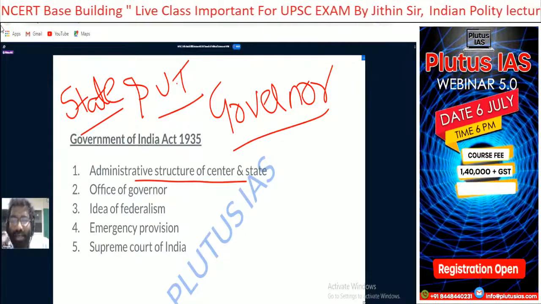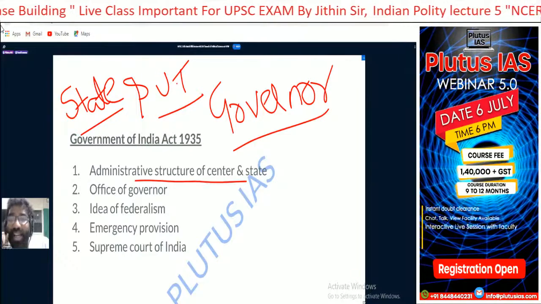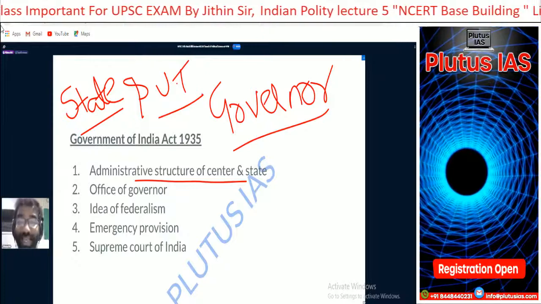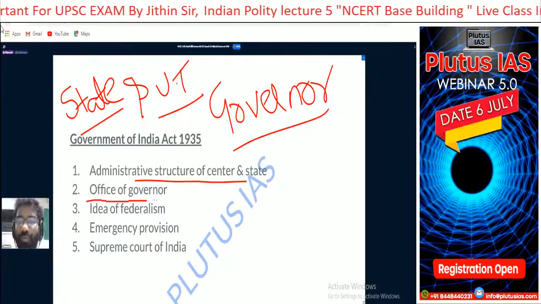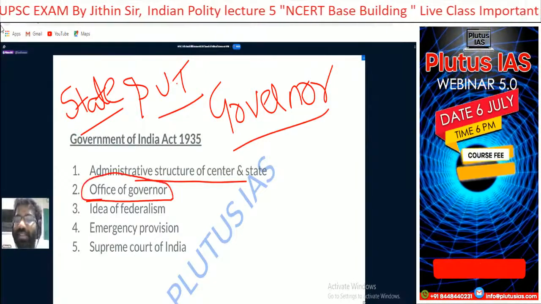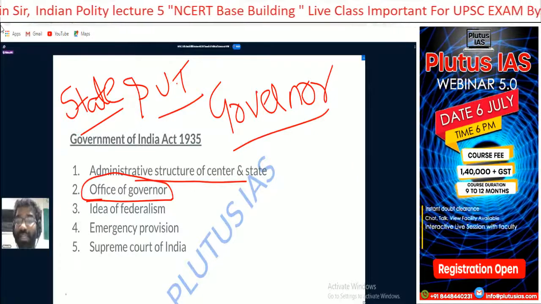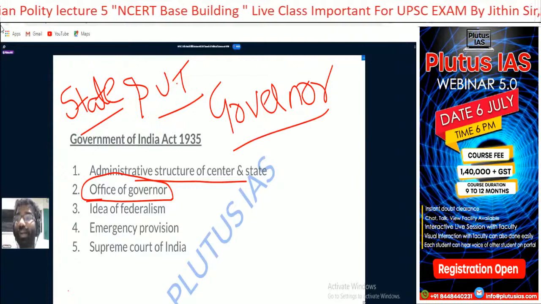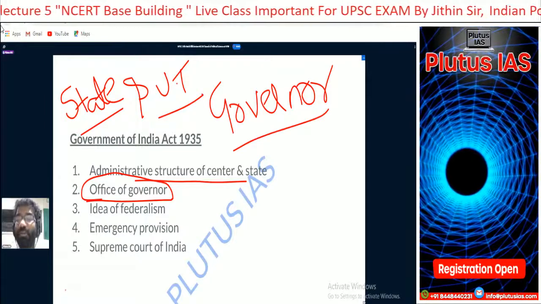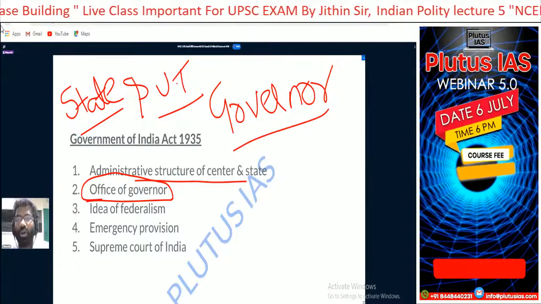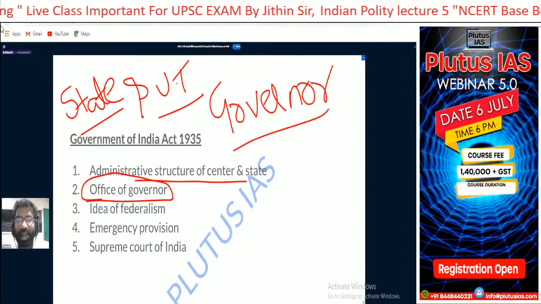So every state must have a governor. Where was this taken from? From the Government of India Act 1935. It was taken that every state of India should have a governor. This thing was taken from the Government of India Act 1935. Is it clear or not? Sir? Yes, Sharda.